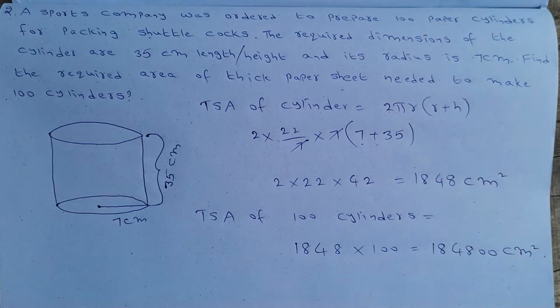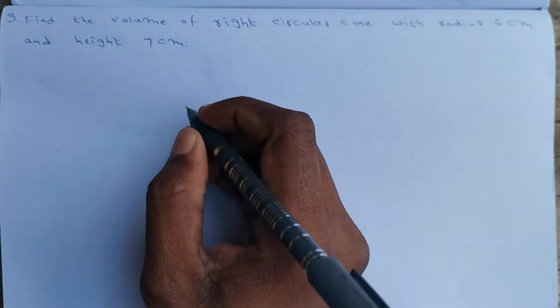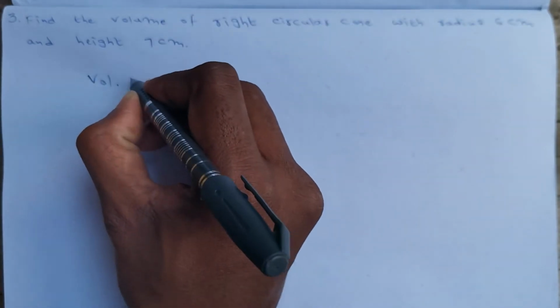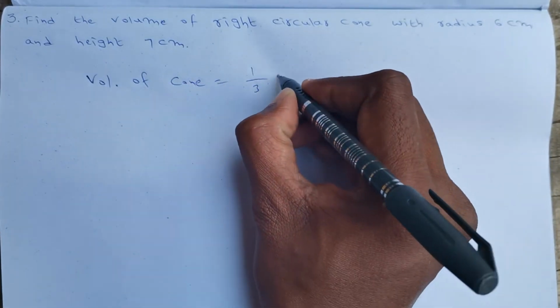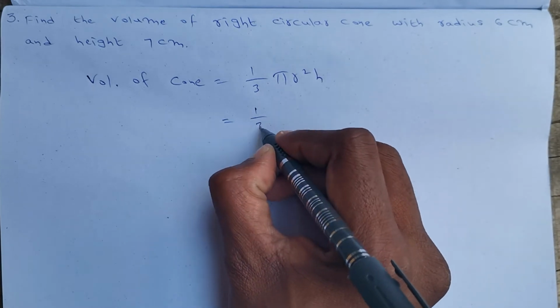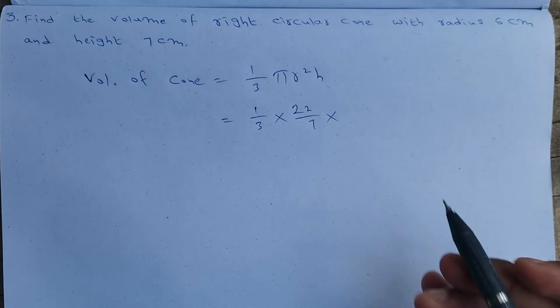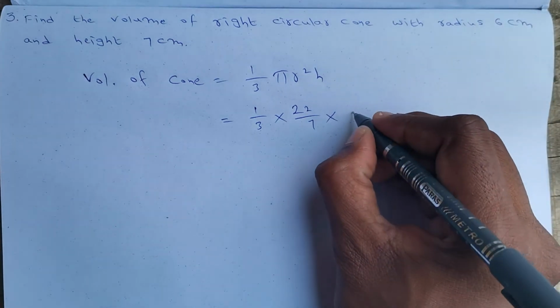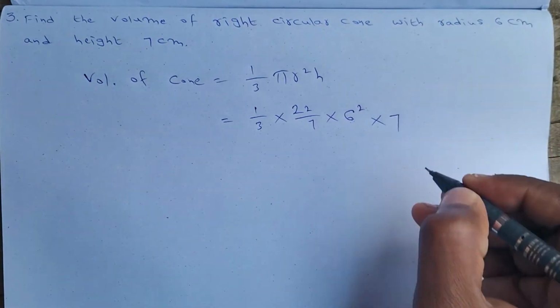Okay, let's move to the next question. Find the volume of right circular cone with radius 6 cm and height 7 cm. So first let's write our formula. Volume of cone is equals to 1 by 3 pi r square h. So which is equals to 1 by 3 into pi value is 22 by 7 into radius is 6, so 6 square, into height is given as 7.